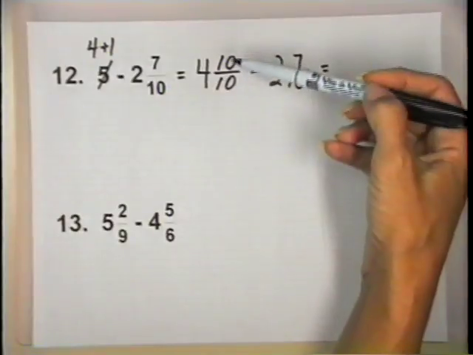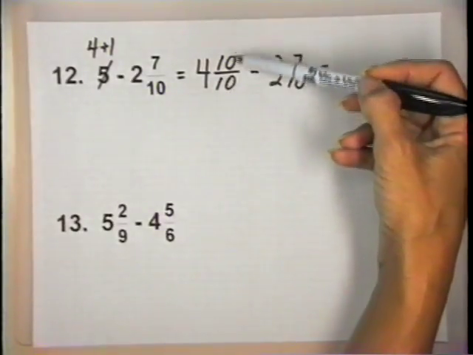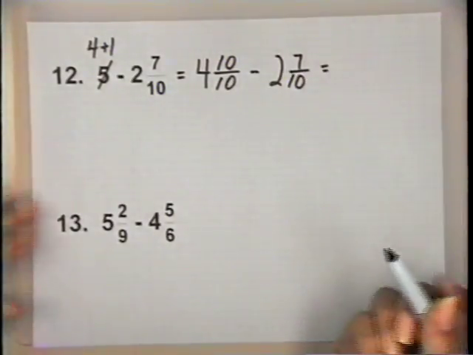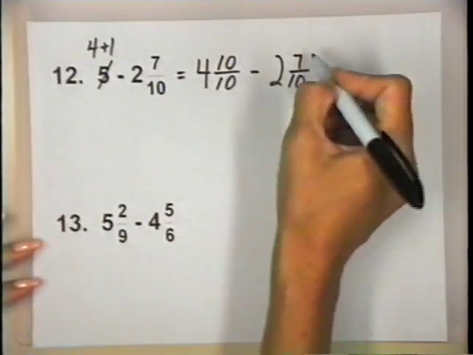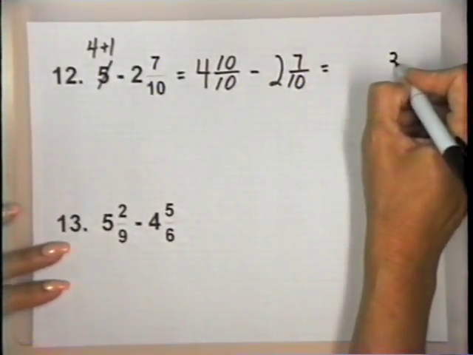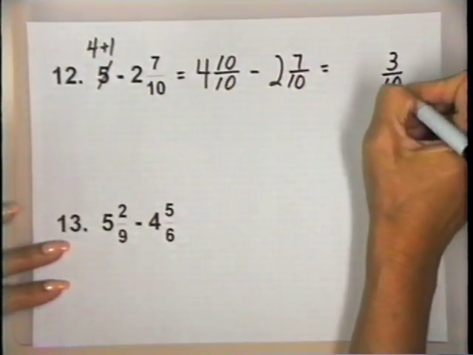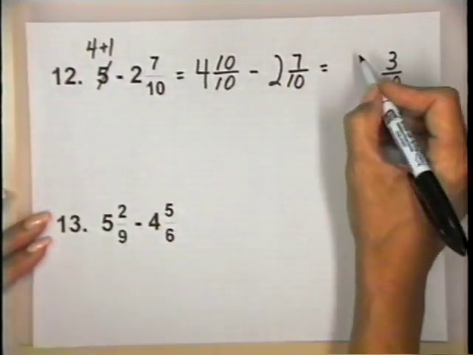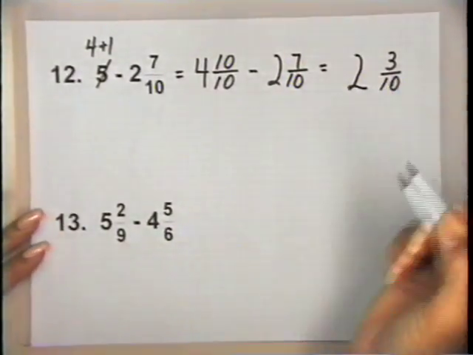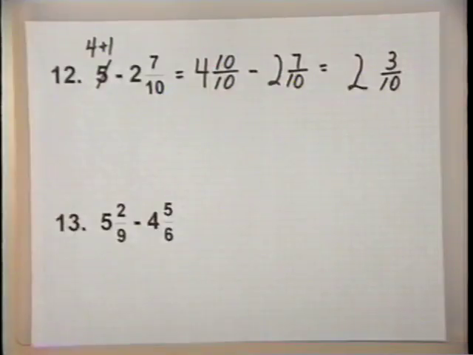The fraction in the first number is larger than the fraction in the second number, so we may subtract. 10 tenths subtract 7 tenths gives us 3 tenths. 4 subtract 2 will give us 2. The 3 tenths is reduced, so our answer in problem number 12 is 2 and 3 tenths.